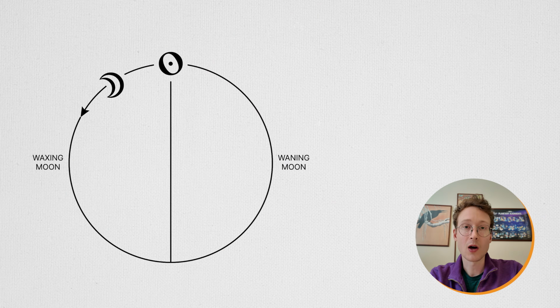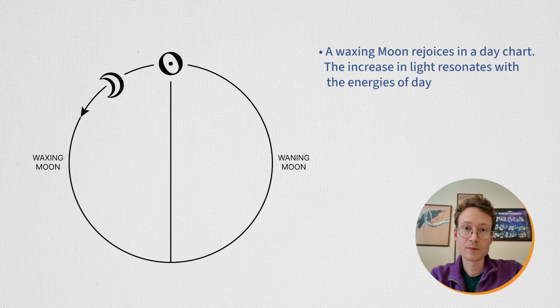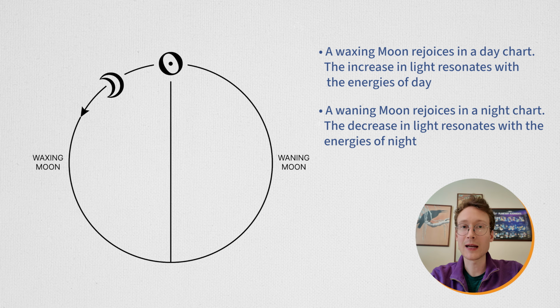The final rejoicing condition applies only to the moon and has to do with its phases. A waxing moon, that is, a moon increasing in light between the new moon and the full moon, is thought to resonate with the energies of the day, and therefore rejoices in a day chart. You can tell that the moon is waxing because it is up to 180 degrees ahead of the sun. In contrast, a waning moon is reducing in light. It's moving from the full moon to the new moon, and is therefore thought to resonate with the energies of the night, and rejoices in a nocturnal chart.